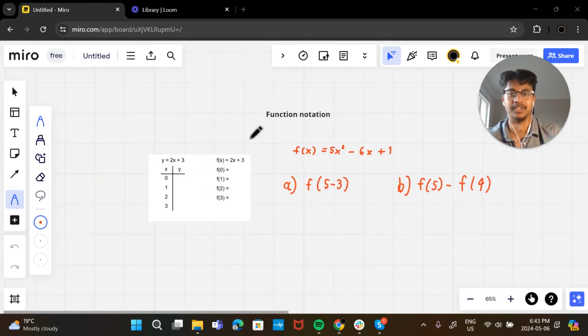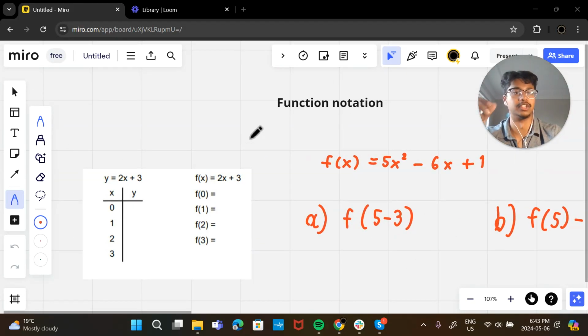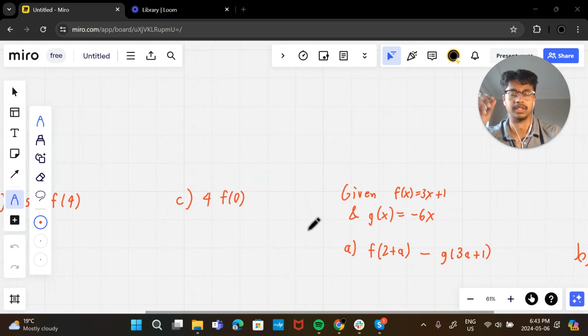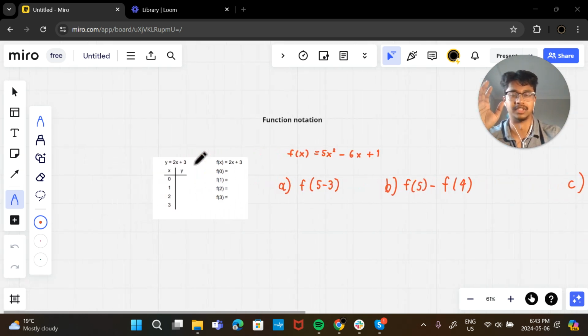What's up? In this video, I want to explain function notation and go through some examples, because I feel like the examples are specifically what get people tripped up on this concept. The concept itself is completely fine.